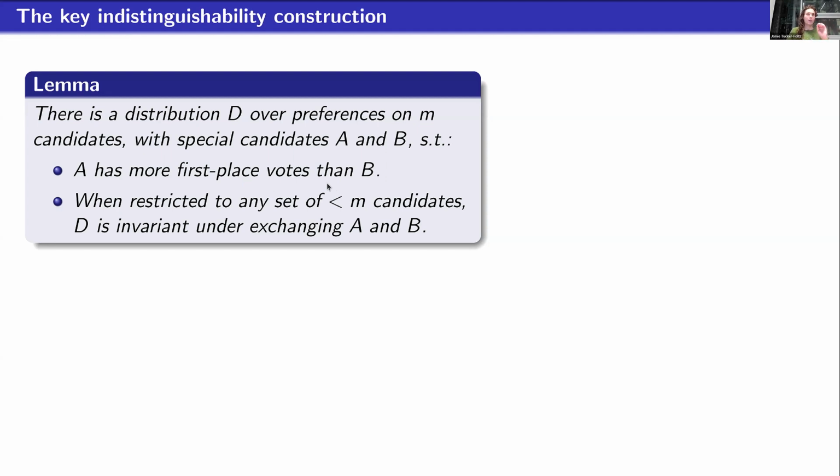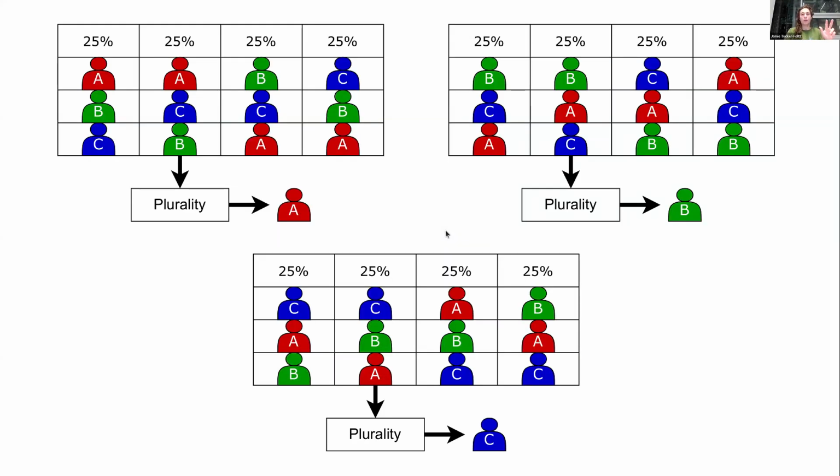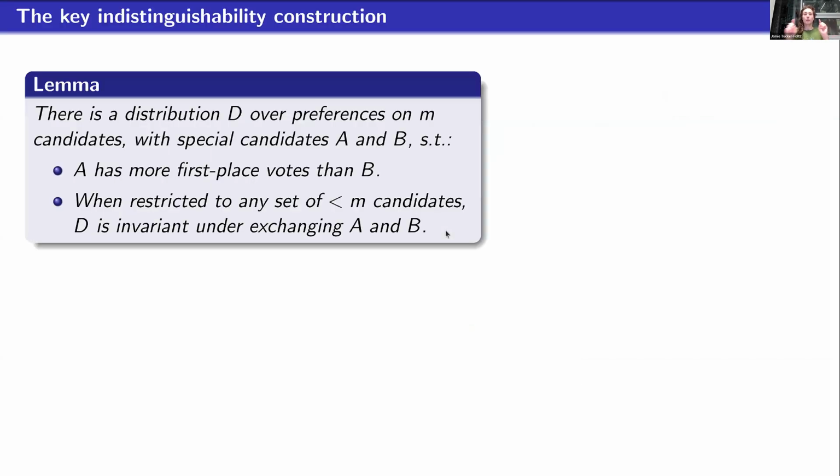That's the part of the proof I'm going to go through right now: how do you construct such a distribution with these two properties? Again, this is not like the previous example where all three things were indistinguishable and one of them had the highest plurality score. This is a weaker property. We just want these two things to be indistinguishable, and we just want them to have different plurality scores. From this, it's possible to build up this larger thing.